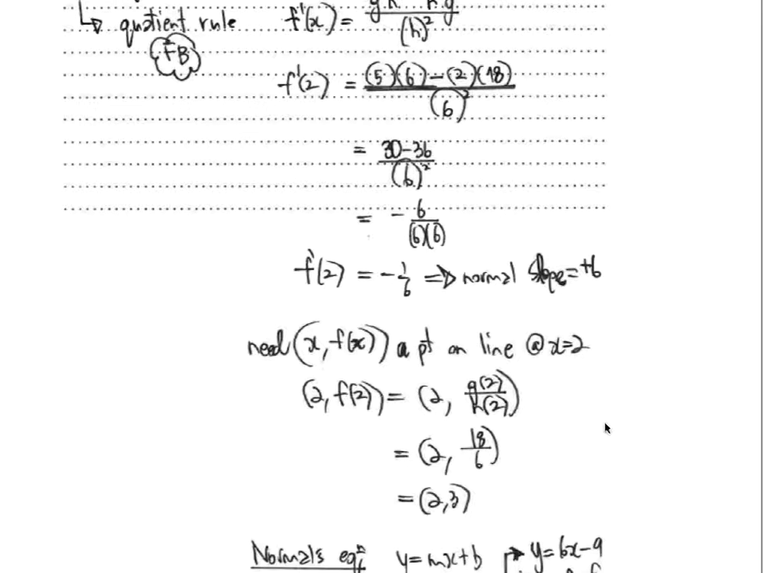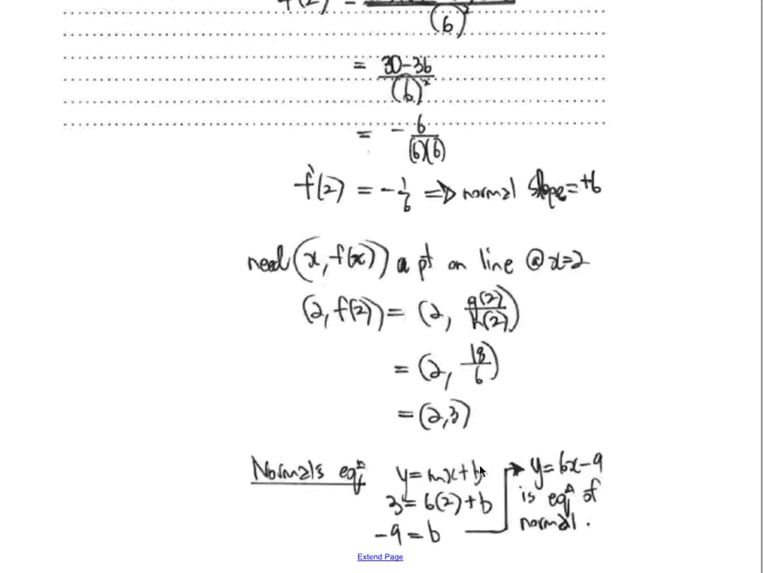So now moving along, the normal's equation is in the form y equals mx plus b. We do not have the b value, the y-intercept, so we're going to sub in our m is 6, our x is 2, our y is 3, and doing some housekeeping, we get negative 9 equals b. So y equals 6x minus 9 is the equation of the normal.